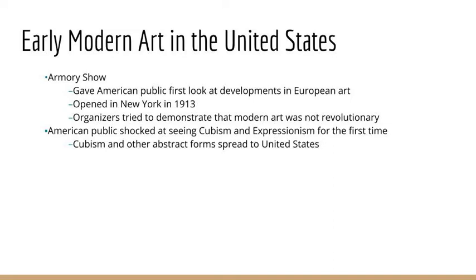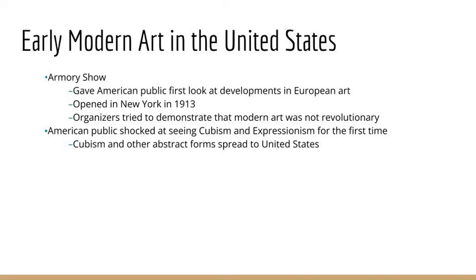So let's talk a bit about what made early modern art in the United States. And most of this is because of the Armory Show, which was a sort of gallery show that took European art to New York and gave the American public the first look at all of these developments that had been made in European art. So people were able to actually go see the art in person for the first time, really. This opened in New York in 1913 and is still going to this day, although it's not only European art anymore. It's art from all over the world, but primarily America. But anyway, at the time, it was a show of European art in New York.